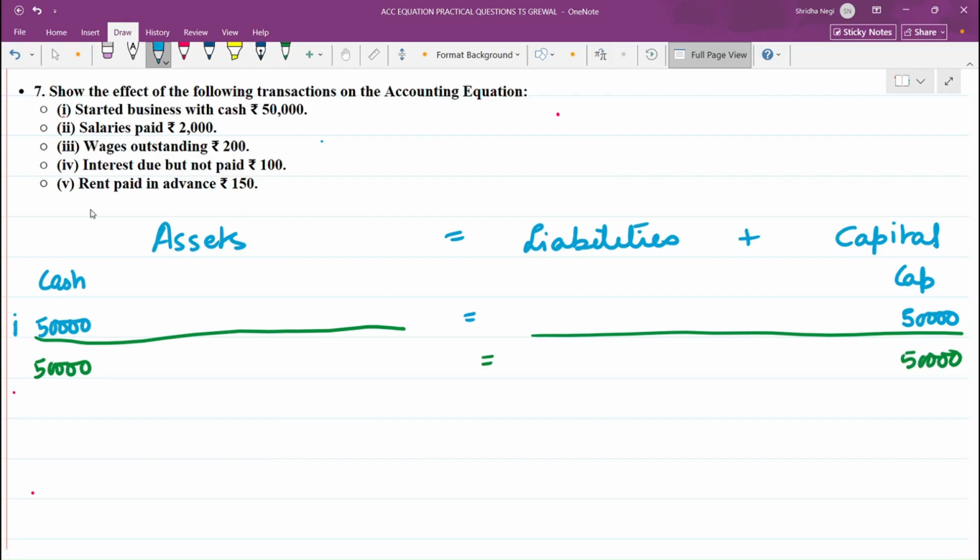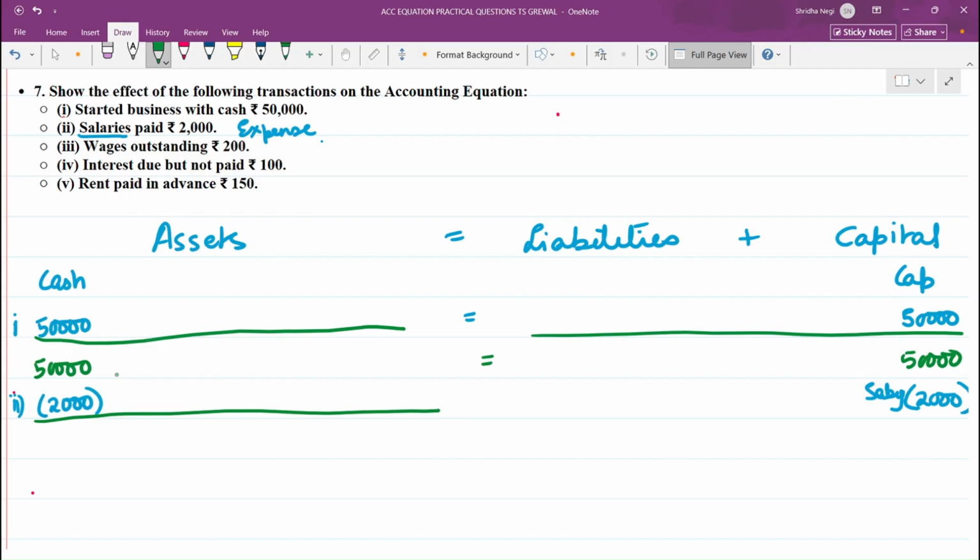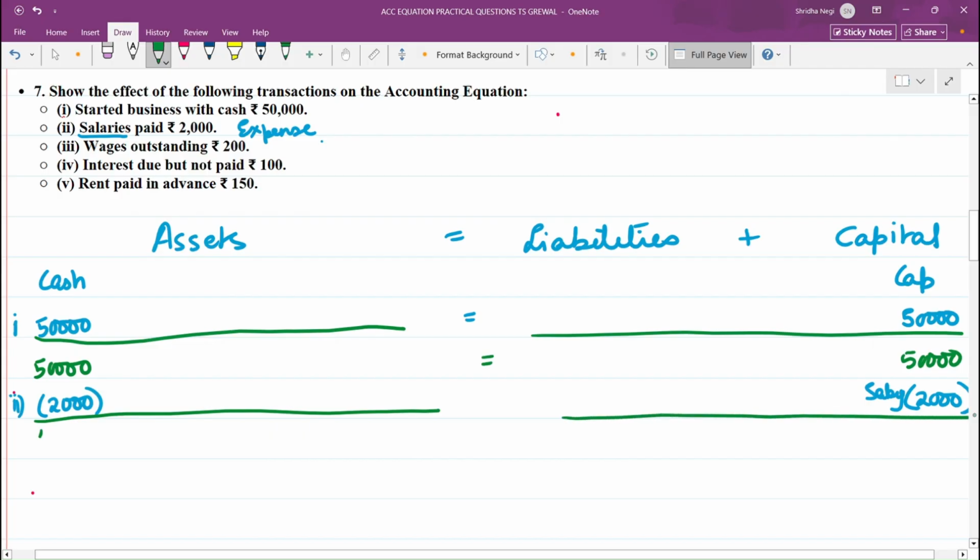50,000 आ गया इधर, and same, draw the line, 50,000 here. Now the second transaction. ठीक है? Salary is paid. What is salary? It is an expense, so it will affect the capital account. So salary paid, so cash is decreasing by 2,000, and your capital is also decreasing by 2,000. Salary, which is an expense. ठीक है? So now let's get the values down. So here it will be 48,000, because 50,000 minus 2,000. ठीक है, 48,000, and यहाँ पे your capital account will become 50,000 minus 2,000, which is again 48,000.